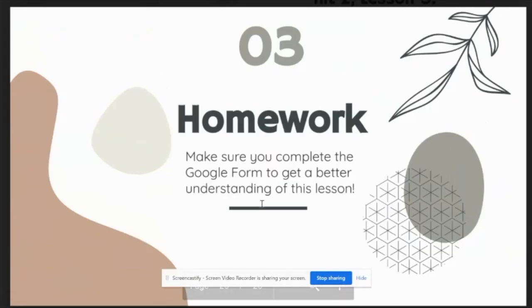So make sure to complete a Google form to get a better understanding of this lesson. So that's your homework. Make sure you complete it by next lesson.